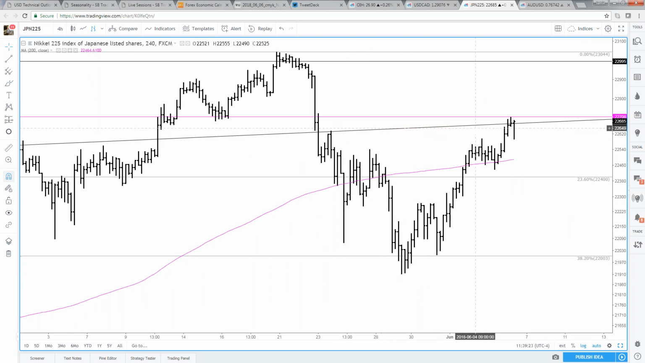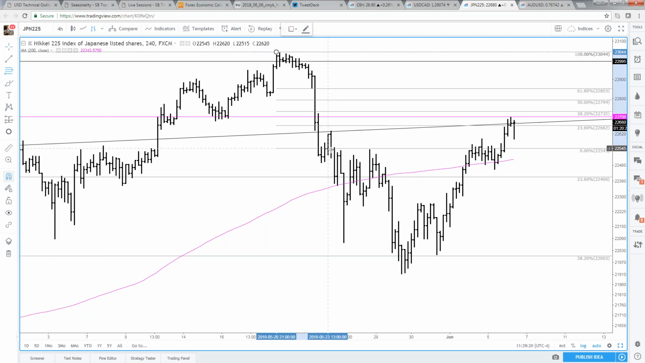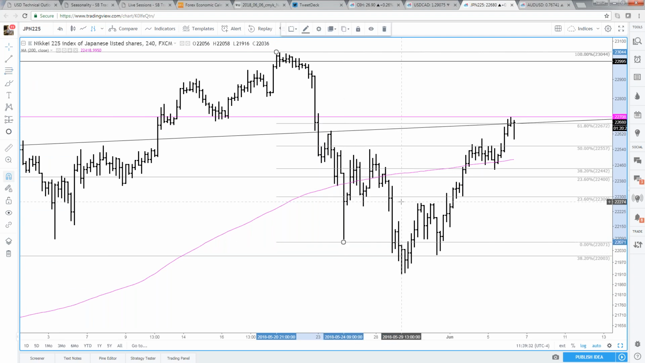A, B, 1, 2, 3, 4, 5. That actually does make a lot of sense to me. And in this case, if we draw the 618 from here, we actually are at it now. We're also at the yearly opening price as mentioned. We're also at this parallel.